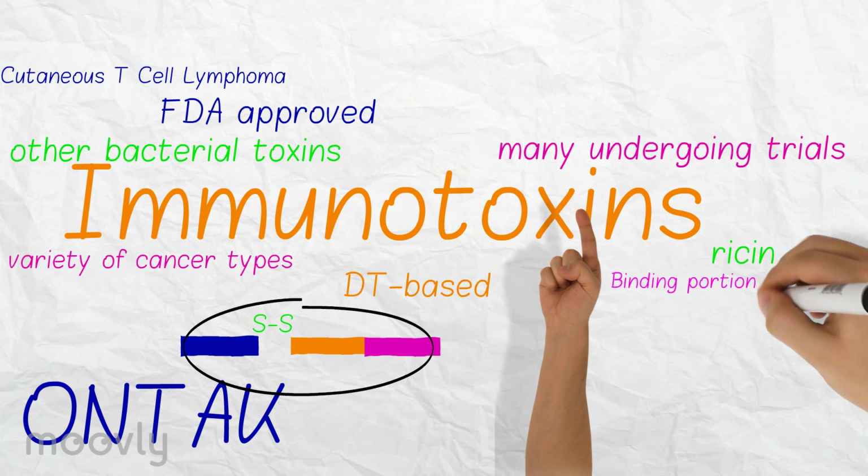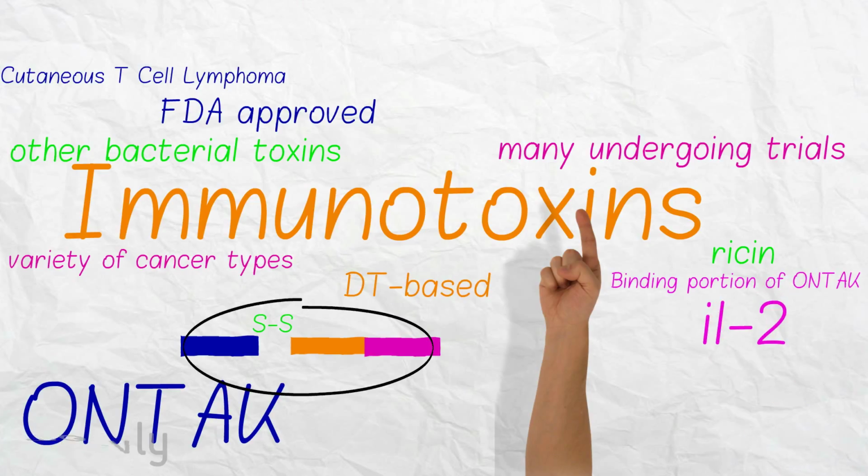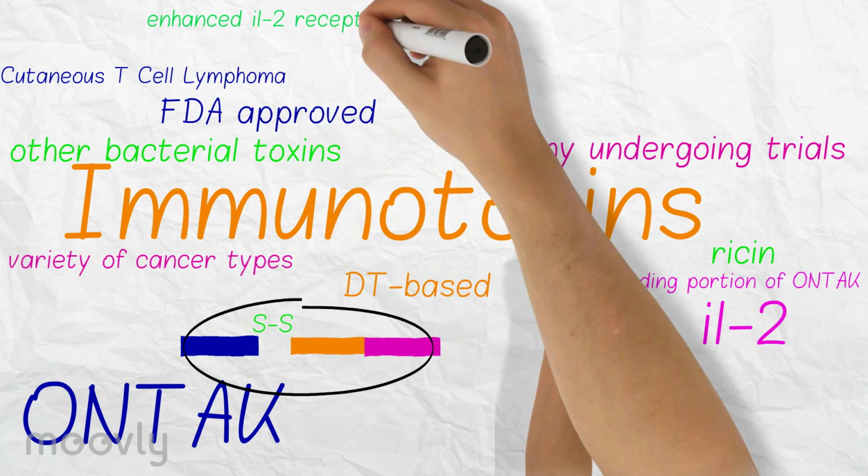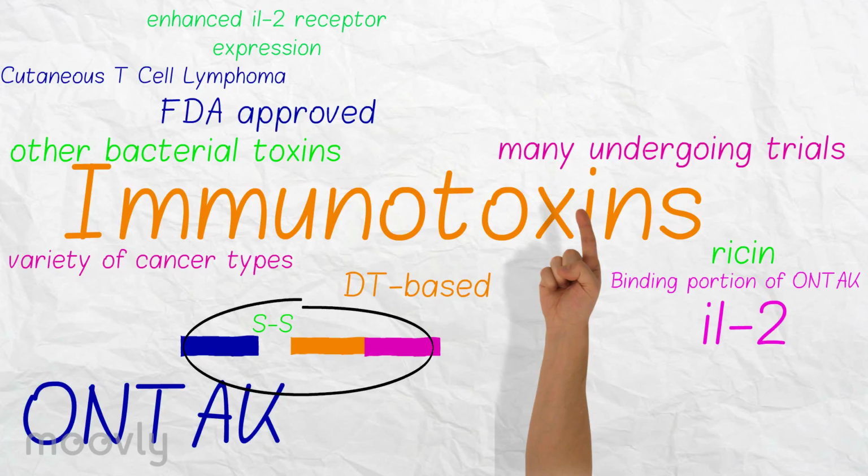The binding portion of ONTAK consists of IL-2. The transformed T cells that circulate in leukemias and lymphomas such as cutaneous T-cell lymphoma show enhanced expression of the IL-2 receptor, while other circulating white blood cells do not. This is the reason for the selection of IL-2 as the binding portion of the immunotoxin.